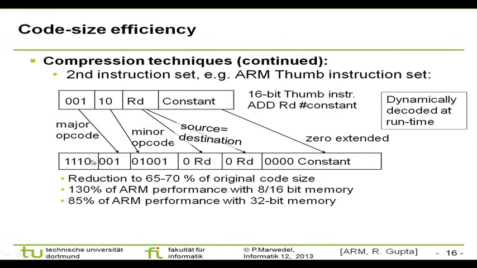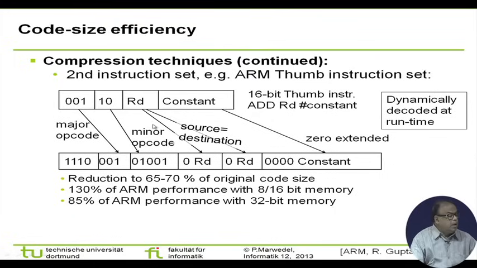That feature is there in thumb. Then you can have some minor opcode which is long, then you have the registers for source and destination and a large width of constant. Now, most of the time we do not need this.